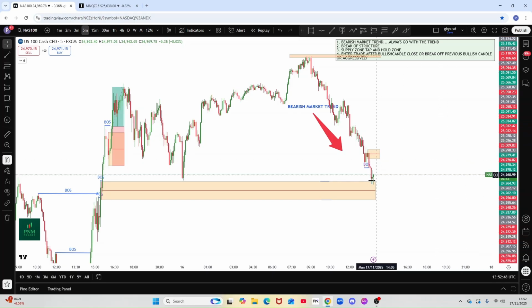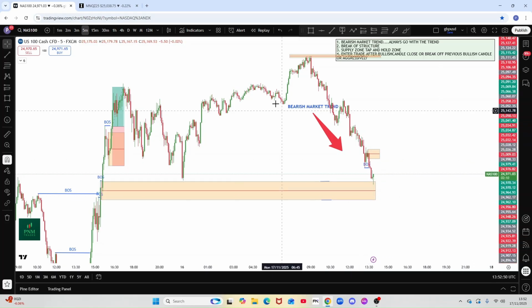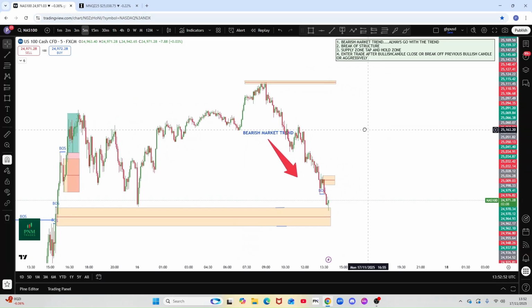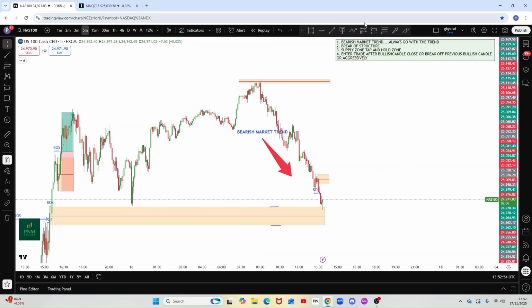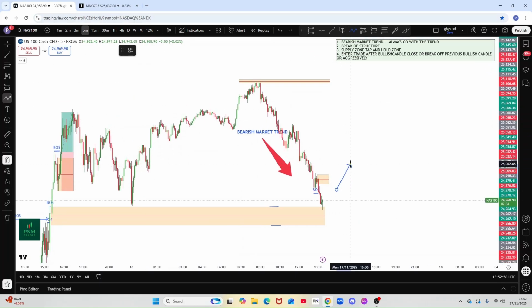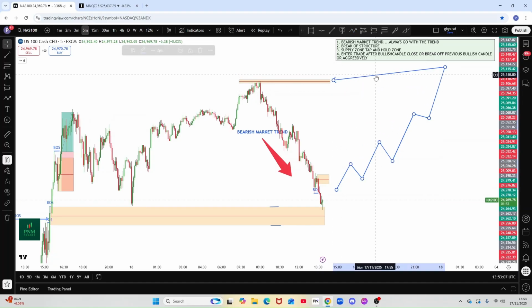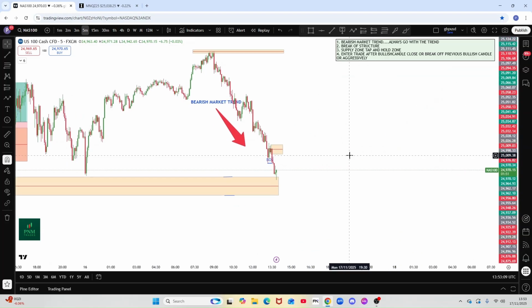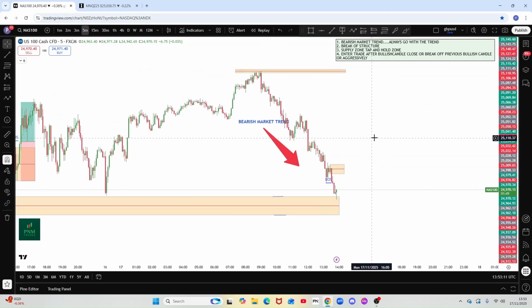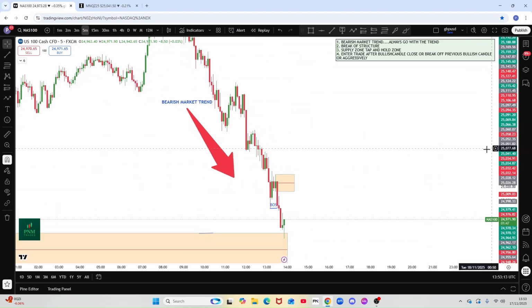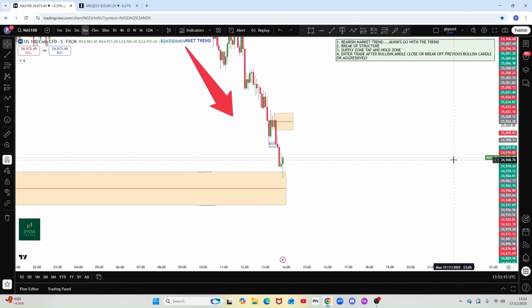But to be fair, if price goes all the way down, it does confirm the bearish market trend. And for a bullish market trend, we want to see, even if it's minor breaks of structure to the upside, and eventually to break this high. So hopefully, let's just see. It's still early, still pre-market, so literally anything can happen. So let's wait and see.